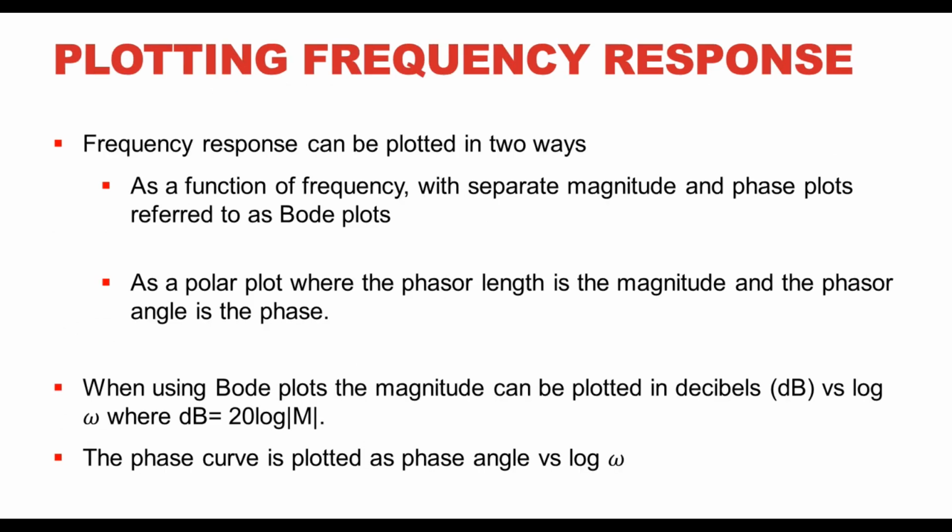Frequency response can be plotted in two ways. First, as a function of frequency, with separate magnitude and phase plots referred to as Bode plots, and second, as a polar plot, where the phasor length is the magnitude and the phasor angle is the phase. When using Bode plots, the magnitude can be plotted in decibels versus log of the frequency, where the decibel value is equal to 20 times the logarithm of the magnitude. The phase curve is plotted as a phase angle versus the logarithm of the frequency.